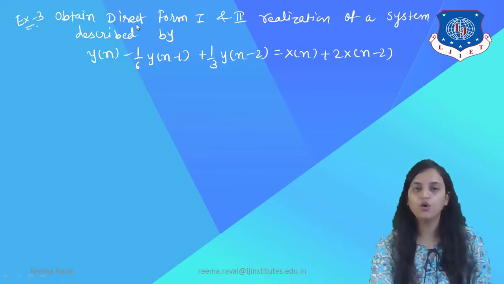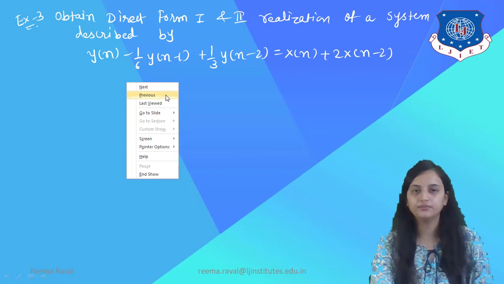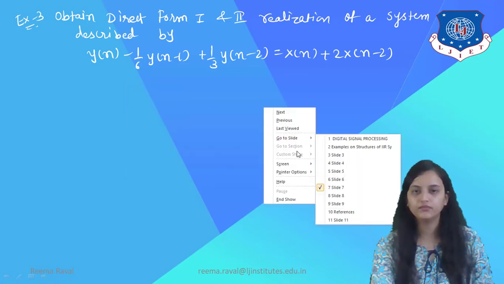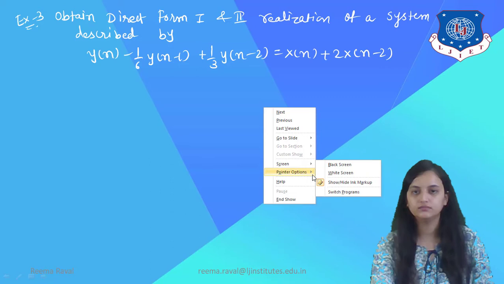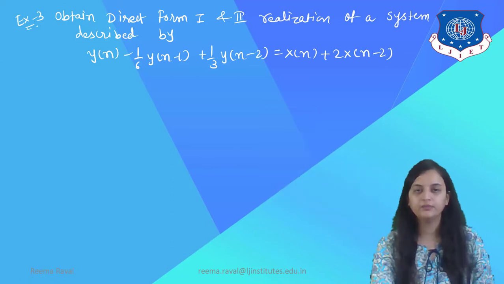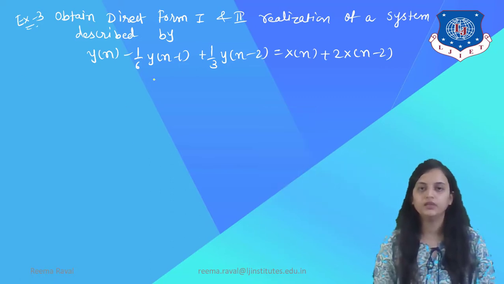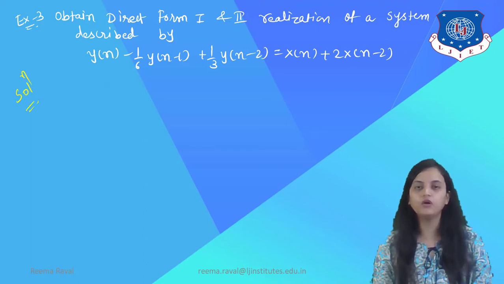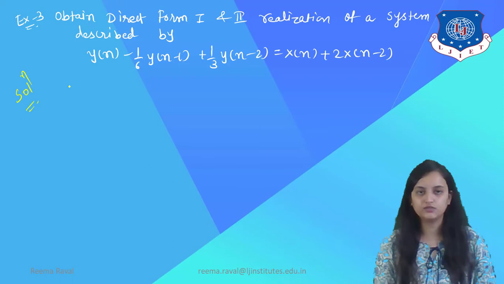Here you are asked to obtain the direct form 1 and 2 realization of a system which is described by y of n minus (1 by 6) y of n minus 1 plus 1 by 3 y of n minus 2, that is equal to x of n plus 2x of n minus 2. So as you can see over here, the system is given in the form of n. So you need to take the z transform. So taking the z transform, what will we have?